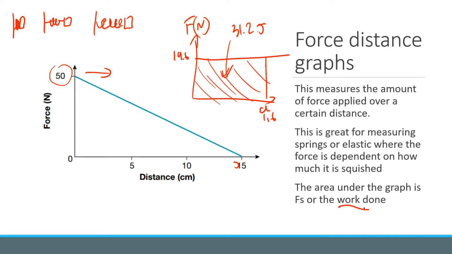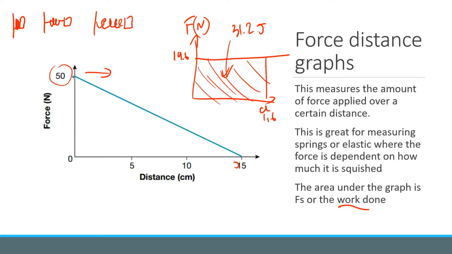So if you squish a spring 15 centimeters and it can provide 50 newtons, we can actually work out what that is. All right, so how do we do that? How do we work this out? Well, we've got a triangle here.